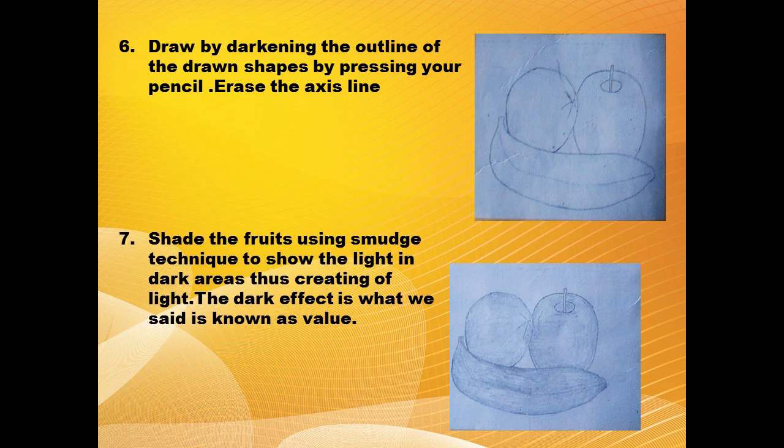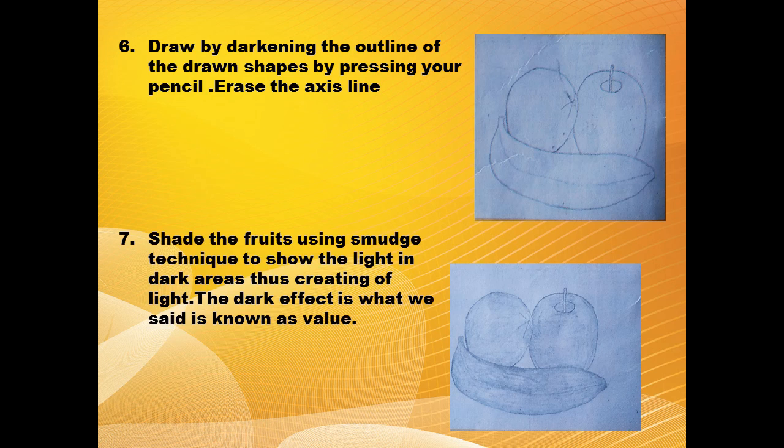I believe you have done that in your groups. So now we can go to step number 6. And step number 6 is draw. Draw by darkening the outline of the drawn shape by placing your pencil, and then you erase the axis line. So the fruit that you have drawn, and that was the banana, now from the faint lines, you can now darken the lines. And you can see the slide there, the lines are now darkened.